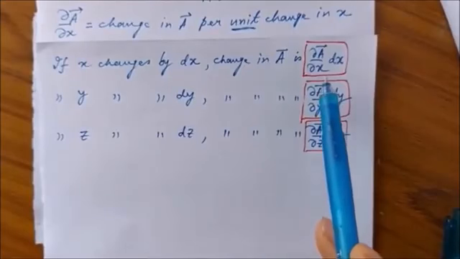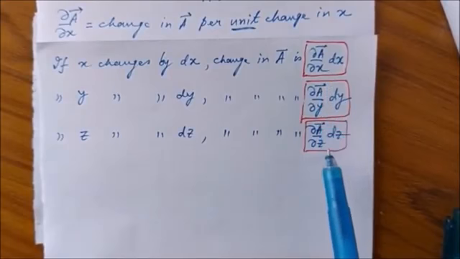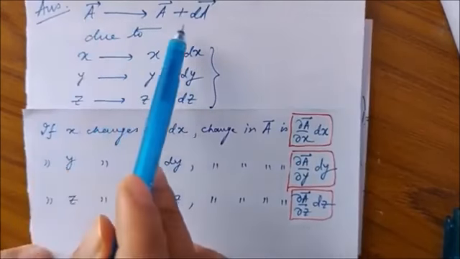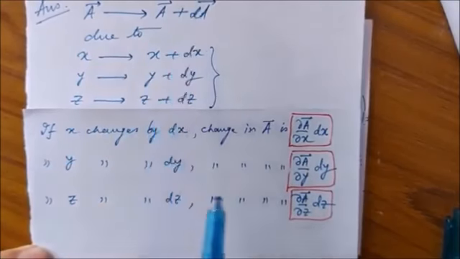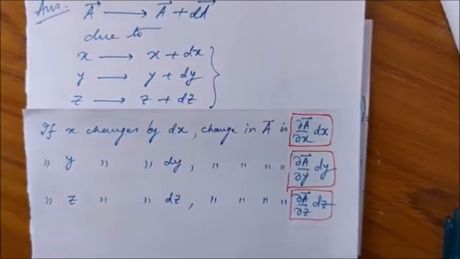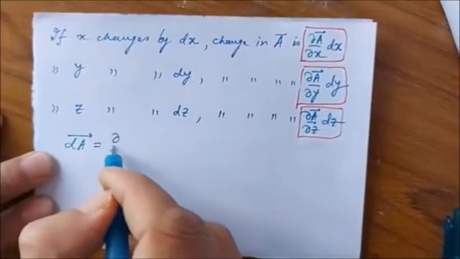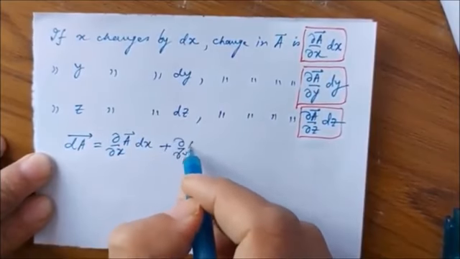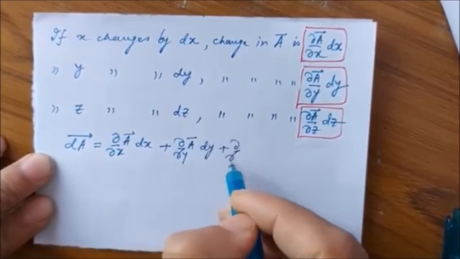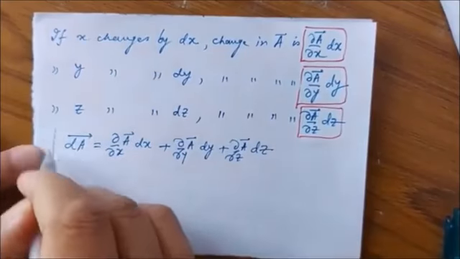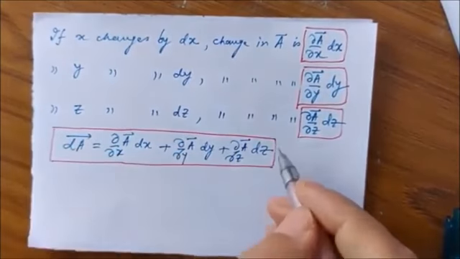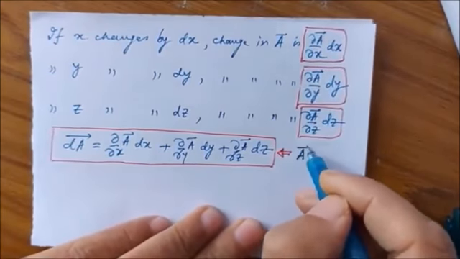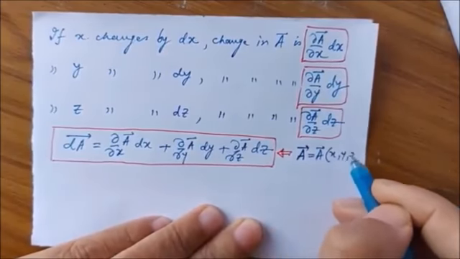So note that this is for x only change, this is for y only change, this is for z only change. Now if all changes, that is if x, y, z all changes, then the total change suffered by A will be A goes to A plus dA, and this dA will be the sum of all these three quantities. So we have dA is equal to del del x of vector A into dx plus del del y of vector A into dy plus del del z of vector A into dz. And this directly follows, therefore, from the result from the functional dependence of vector A on x, y and z.